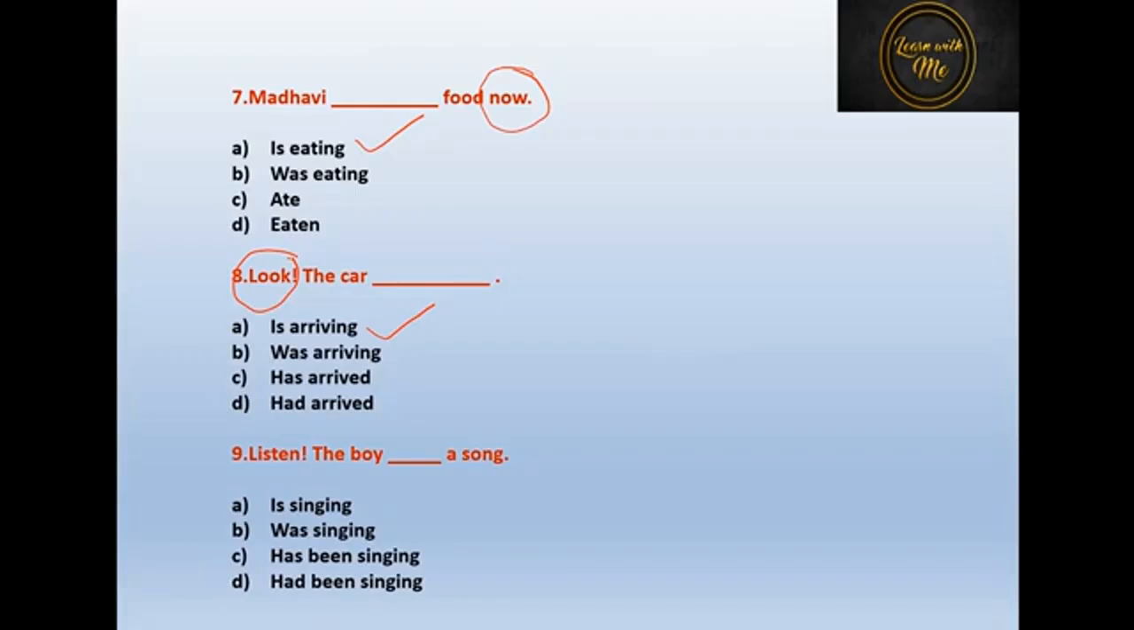Now see the ninth question, listen, the boy blank a song. Here the answer is singing. Option A is correct. Listen, the keyword when you will use, generally it is used in present continuous because listen is an action now at present. Listen, the boy is singing a song. So especially for present continuous, the keywords like now, look, listen will appear in the examination.